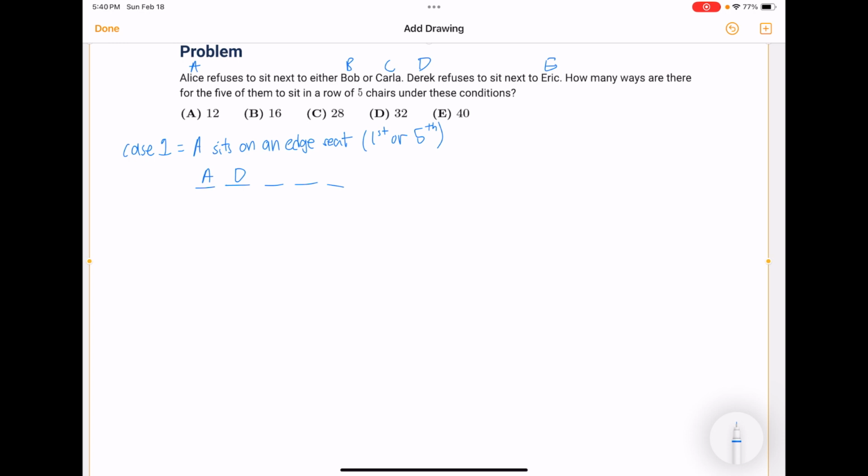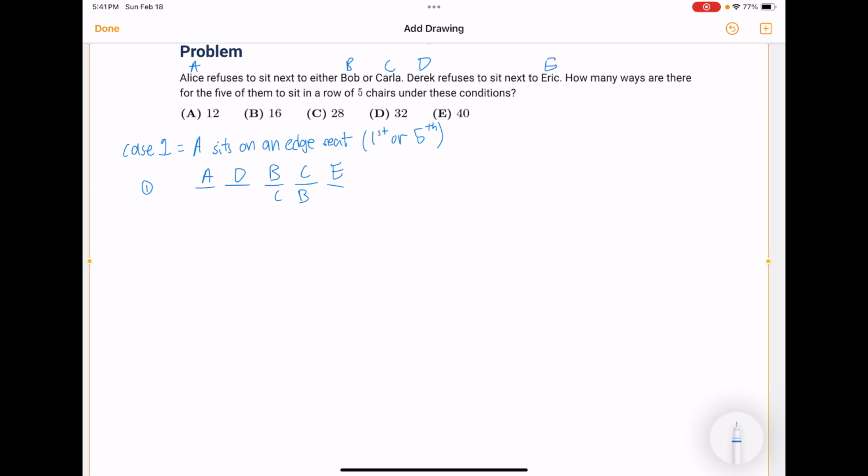Let's first put D on the second seat. That means the third seat must be either B or C, since D cannot be next to E. So let's put B in the third chair, C in the fourth, and E falls into the 5th chair. Keep in mind that B and C can switch because their order will not matter. This is the first scenario, when D is in the second chair.